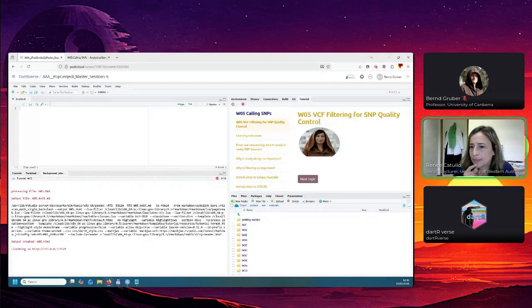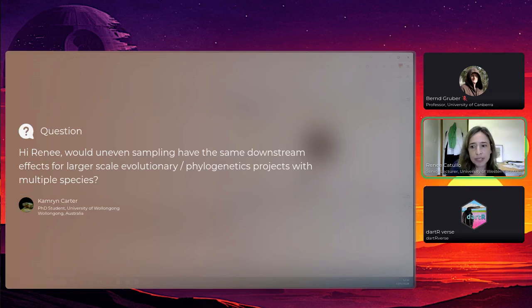The last one: would uneven sampling have the same downstream effects for larger scale evolutionary phylogenetics projects with multiple species? My answer to that would be no, but I wouldn't use ddRAD for it. Phylogenetic analyses use all information. They use all variant sites and invariant sites. They're polyallelic. They use nucleotide substitution models.